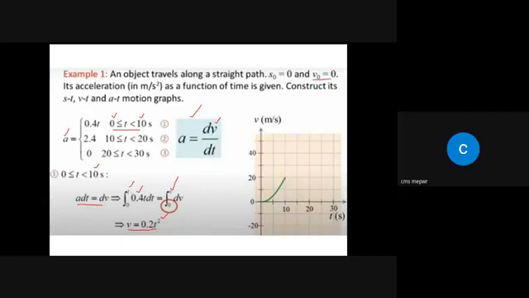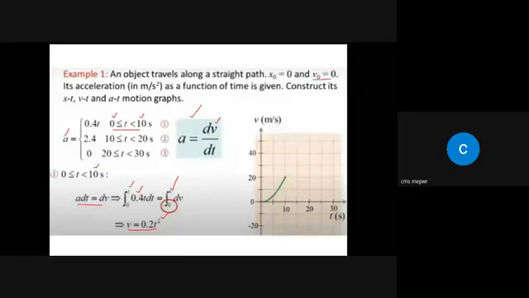And you can see it's t square, so we will get a second degree curve. From 0 it will start, and here is the value of the velocity at t equal to 10 seconds. Is it clear up to here?